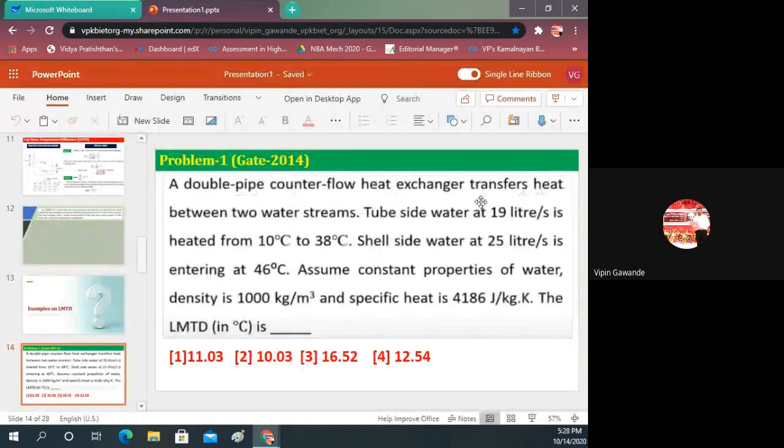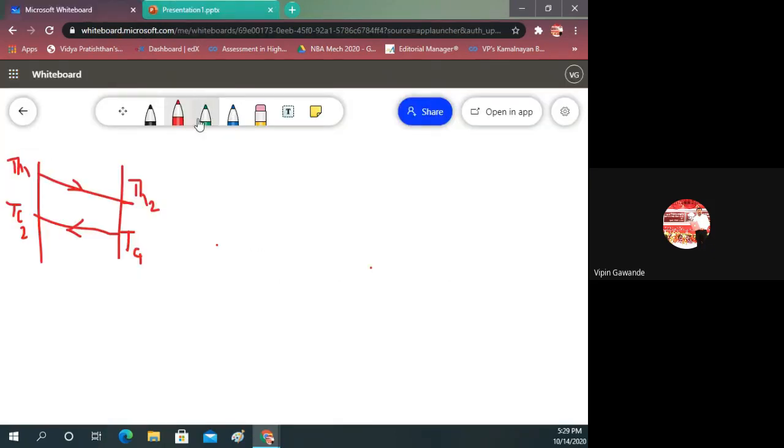Now in the counter flow heat exchanger, heat is exchanged between two water streams. Tube side water at 19 liter per second is heated. So this is the cold fluid. Here the flow rate of the cold water is given. This is 19 liter per second.